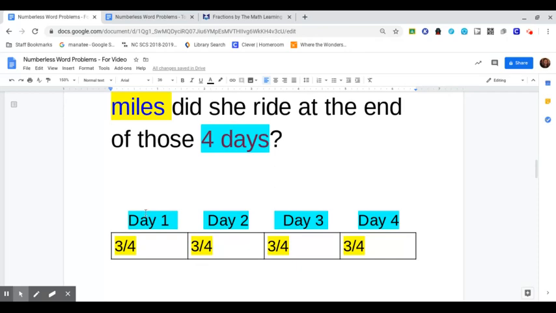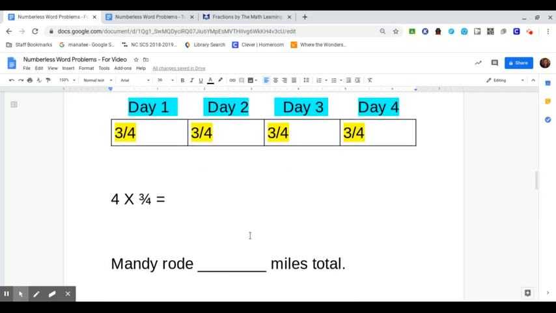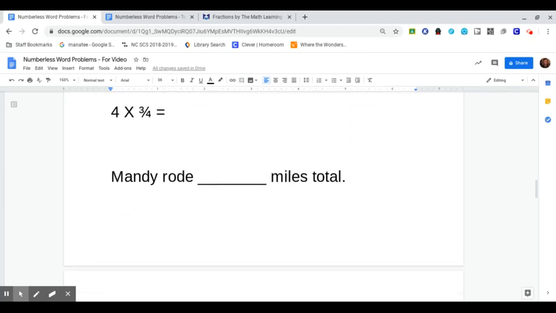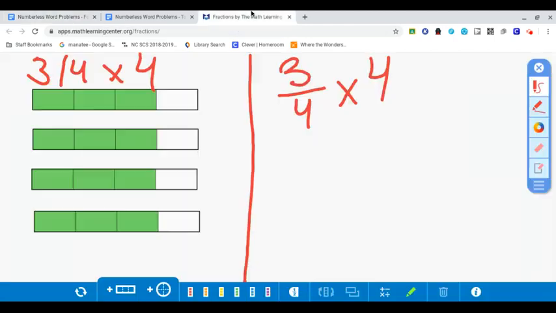So we have day 1, day 2, day 3, day 4, and each day she rode 3/4 of a mile. So we have 3/4 in each of our boxes. So our multiplication problem is 4 times 3/4. We're looking for the total number of miles that Mandy rode. So when we solve this, I'm going to click over now to this screen. I have this set up for us.